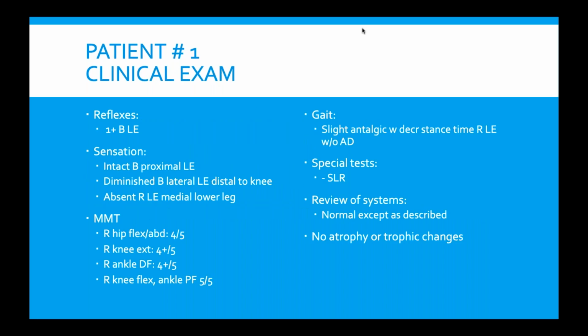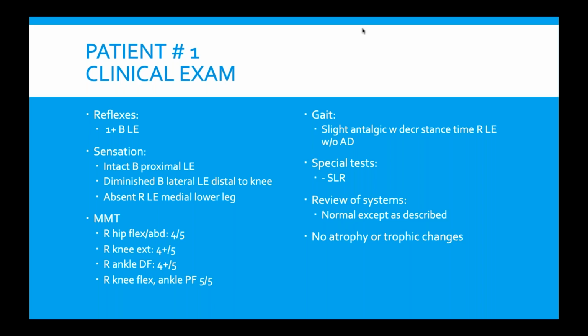On his clinical exam, he had diminished reflexes in the lower extremities, but they were still present. Sensation was intact in the bilateral proximal legs, even though he did report numbness and pain in the anterior thigh. But with his long-standing history of lack of sensation in the lower legs, he did have diminished sensation in the bilateral legs distal to the knee. And it was absent in the new area of sensation along the right medial lower leg.